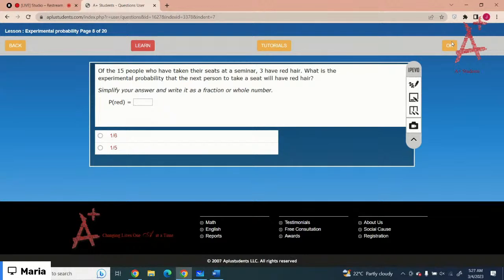Okay, the next one is, of the 15 people who have taken their seats at a seminar, 3 have red hair. What is the experimental probability that the next person to take a seat will have red hair? So, 3 have red hair and the total people are 15. So, it would be 3 over 15. Got it? So, the correct option is 1 over 5.